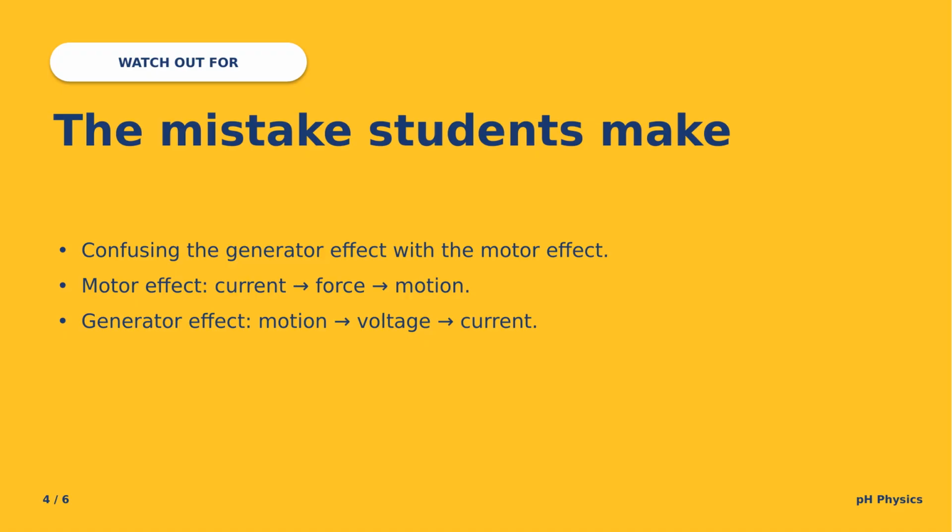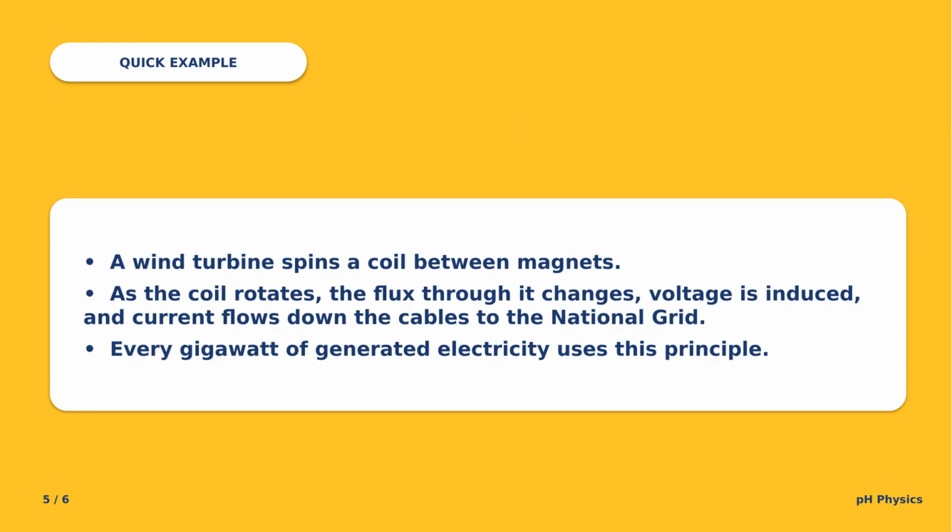Quick example, a wind turbine spins a coil between magnets. As the coil rotates, the flux through it changes. Voltage is induced and the current flows down the cables to the national grid. Every gigawatt of generated electricity uses this principle.